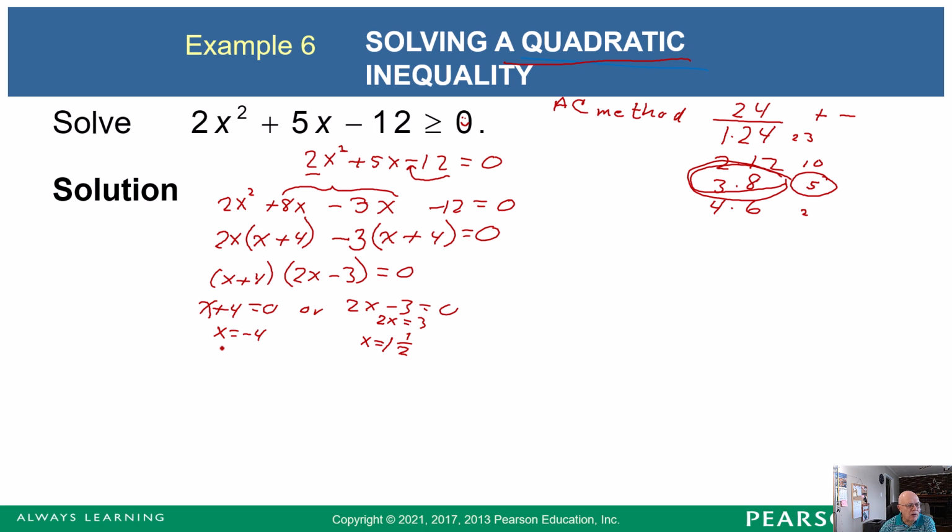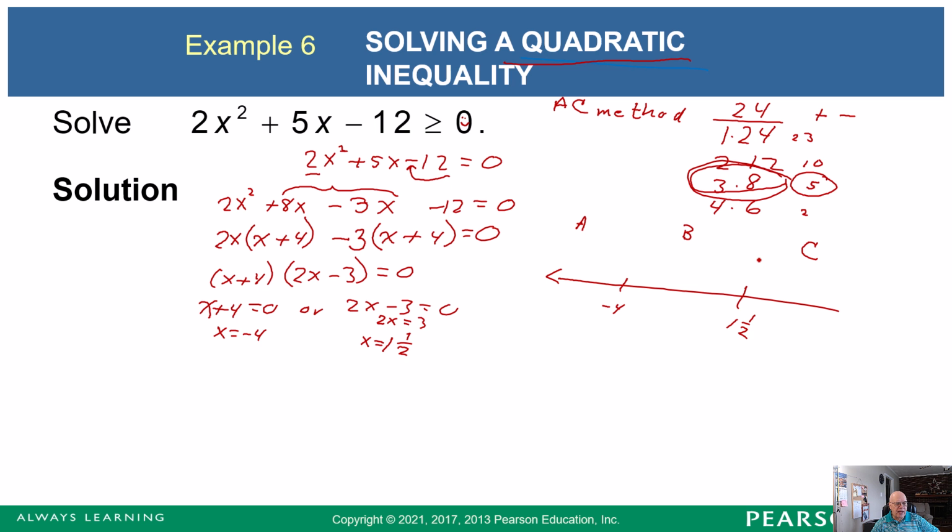Okay, these are our special numbers. So if we want to draw a picture, somewhere back here we have a -4. Somewhere over here we have 1 and 1/2. Those are our special numbers. Now notice that this splits the number line into 3 sections. We've got a section back here, let's call it A, a section in the middle called B, and a section out here called C.